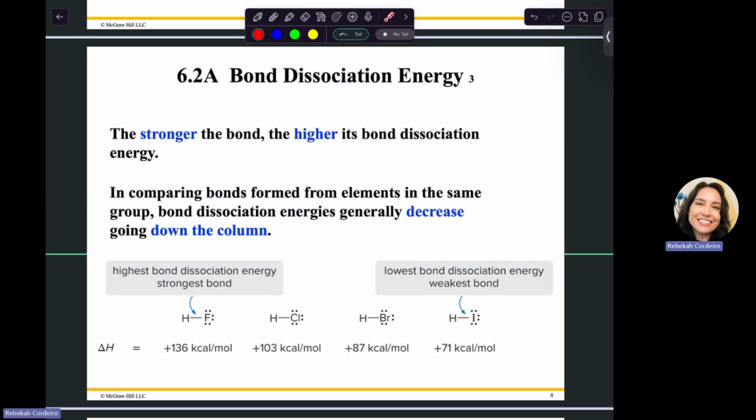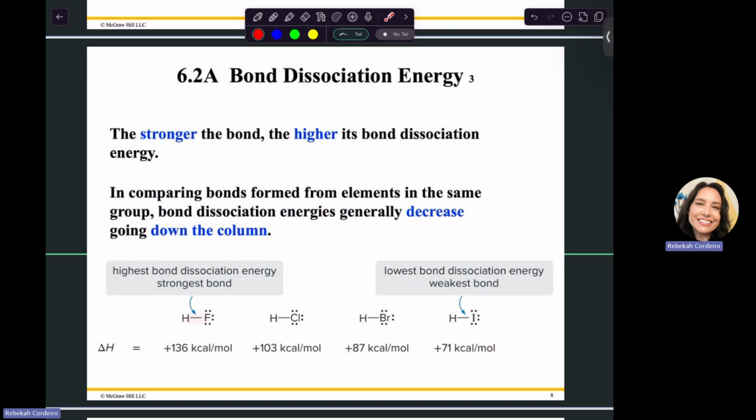And comparing bonds, they usually decrease going down the column. This is because iodine is really big. And because iodine is a really big molecule, that H kind of hanging off the end is pretty weak. But the fluorine is really small. And so when you have two things that are really small, it's a little bit harder to separate them because they get really close to each other.